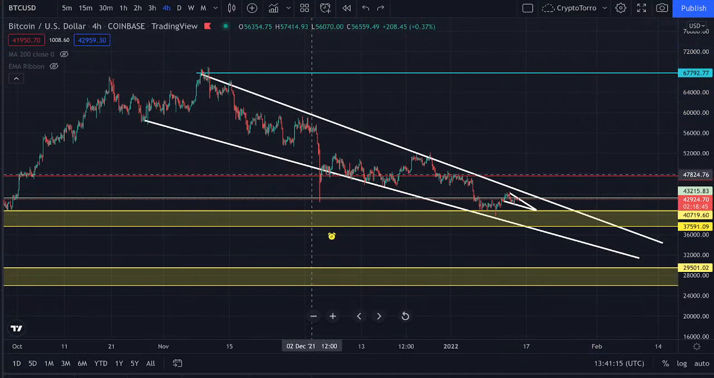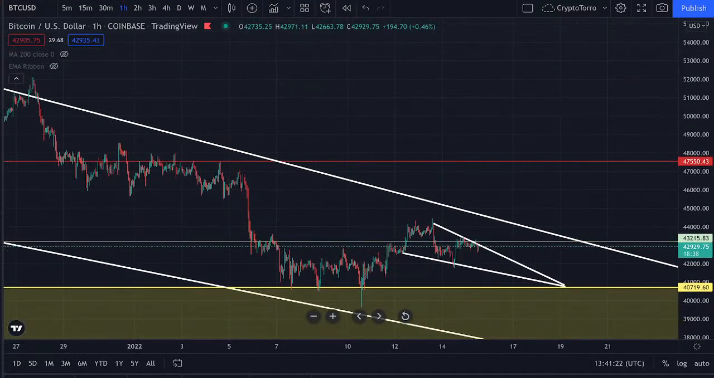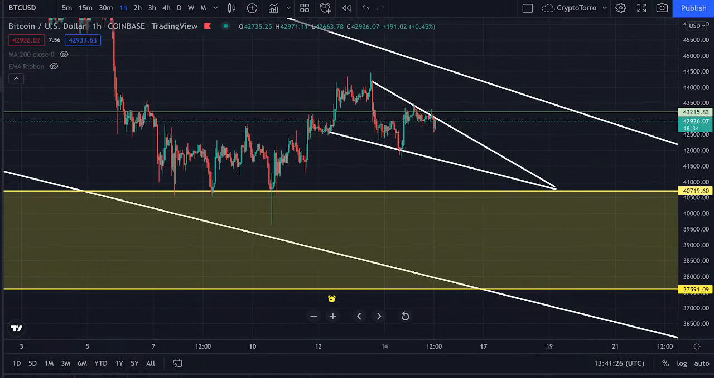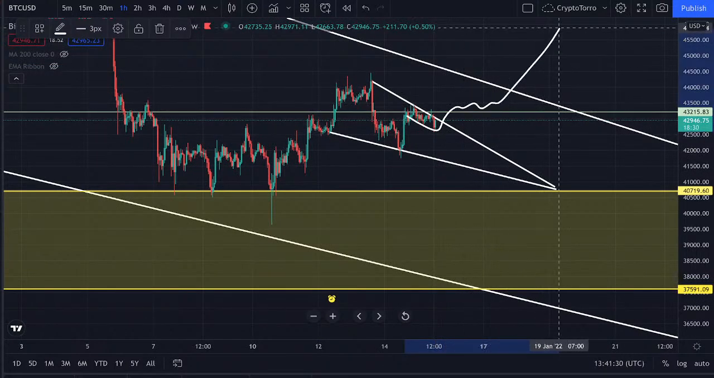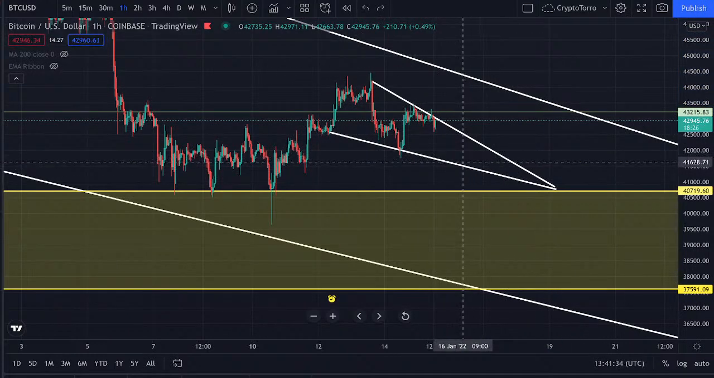So I am actually right now looking forward to see what we are going to experience on the 1-hourly time frame, because if we do see a further increase and a breakout above this horizontal level of support on top of us, it is likely that we could see further increase in price action. So that is for sure something I'm looking forward to.